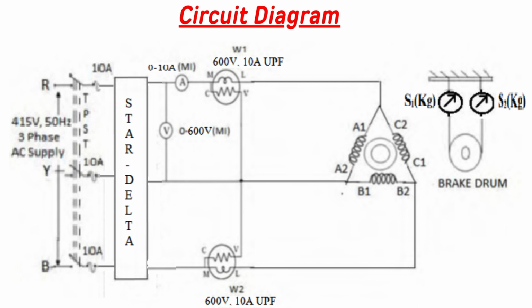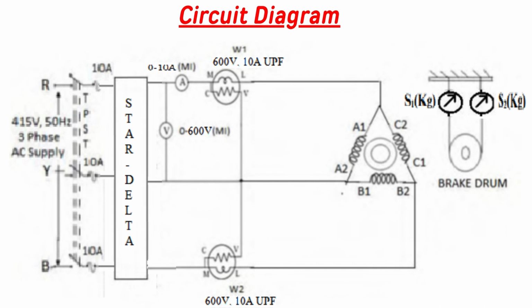Now the circuit consists of an ammeter, a voltmeter and two wattmeters. The ammeter rating is 0 to 10 amperes, and the type of the ammeter is MI. The voltmeter rating is 0 to 600 volts, and the type of the voltmeter is MI, whereas the two wattmeters W1 and W2 are both of UPF. UPF means unity power factor, with a voltage rating of 600 volts and 10 amperes.